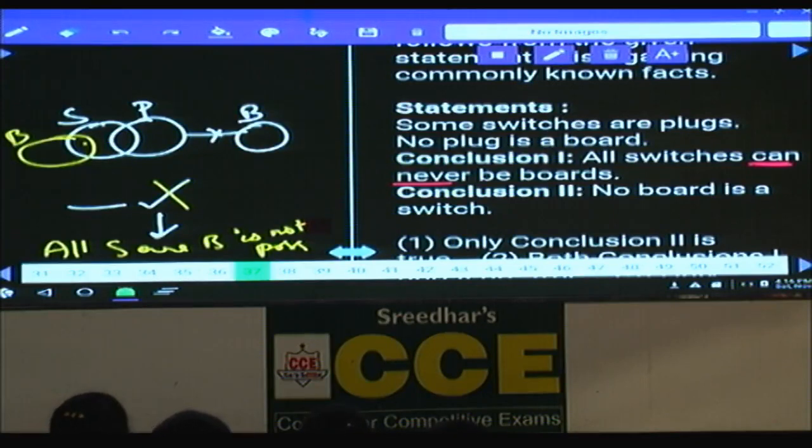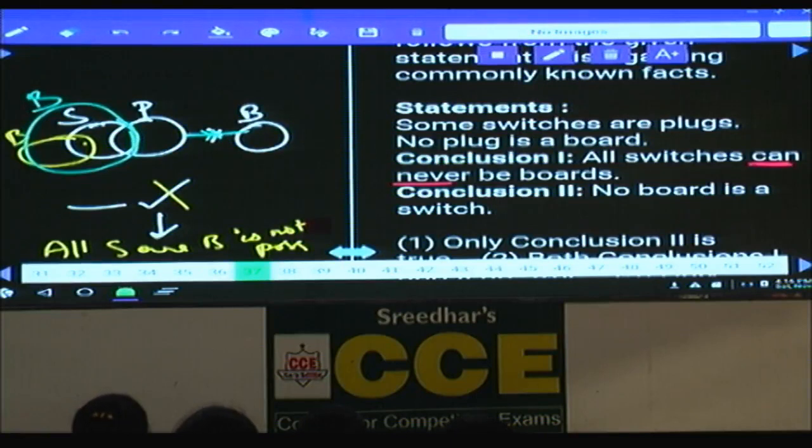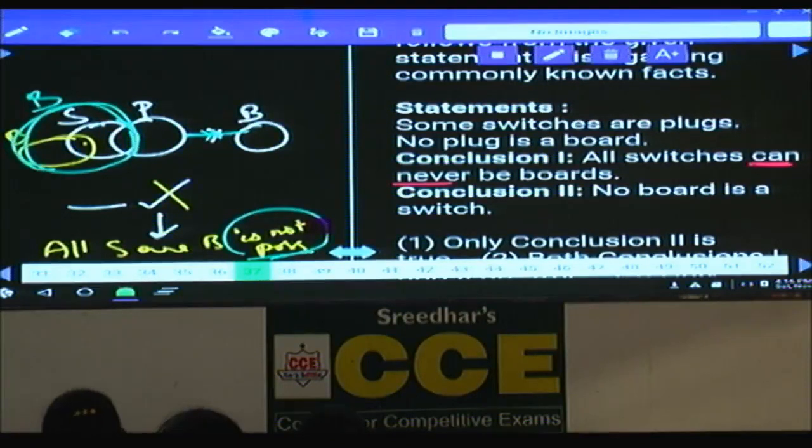In order to make this one possible, your diagram of board must be like this. And if you write board like this, all switches are boards. Is it true? Now if you write board like this, no board is a plug will be false. Statement invalid. For me it is not possible to write like this. Here the claim is also that it is not possible, and the first one is definitely true.